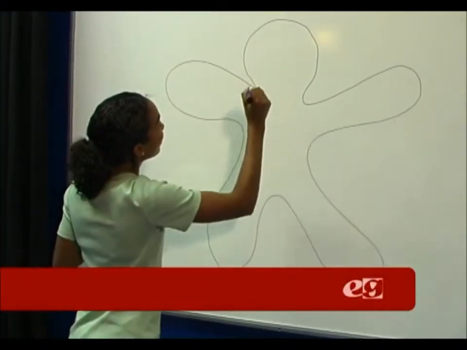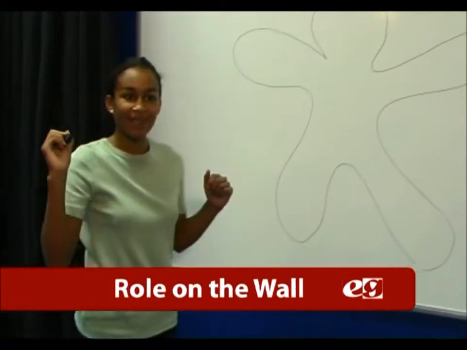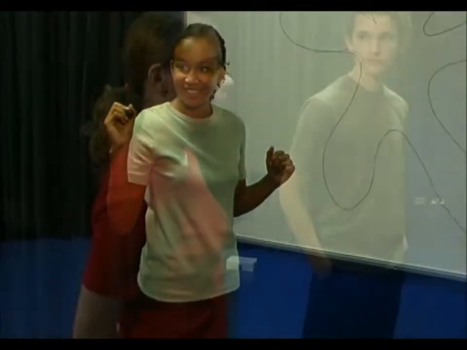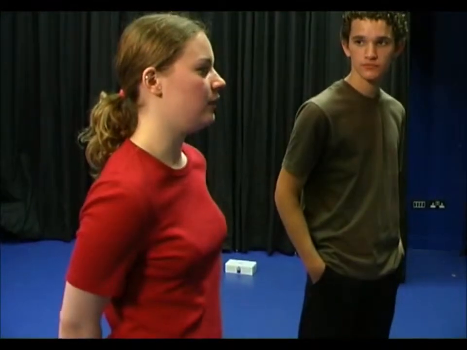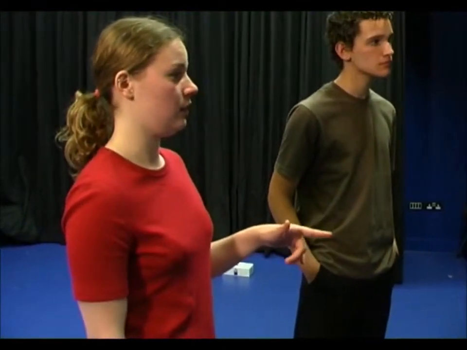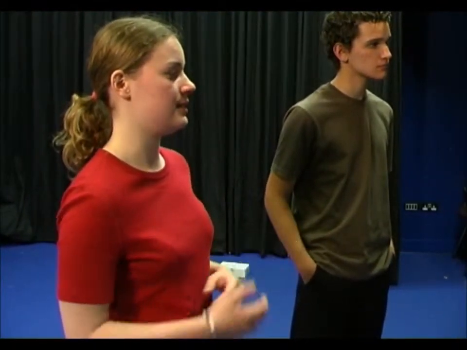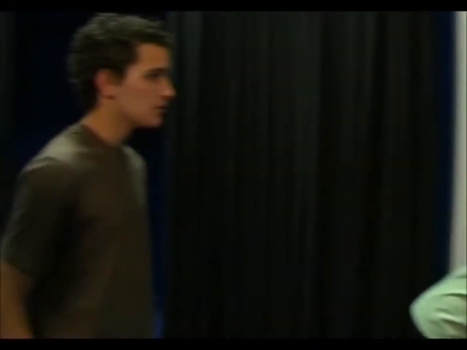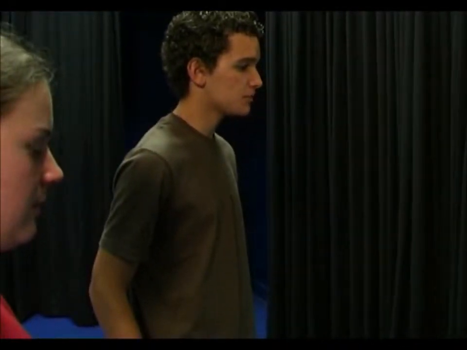In Roll on the Wall, members of the group contribute what they know about the character. This is then written on a board or sheet of paper. This will be based on what the character says and does, but will also include what we know based on the reactions of other characters in the story. Here the group members are putting down what they know about the character of Linda from the play Blood Brothers.